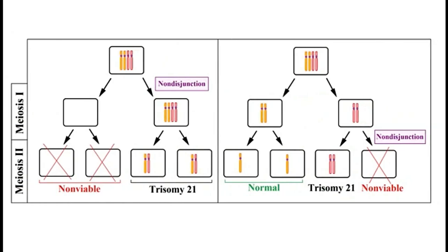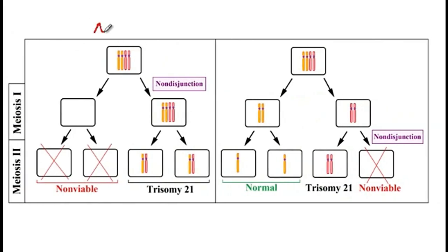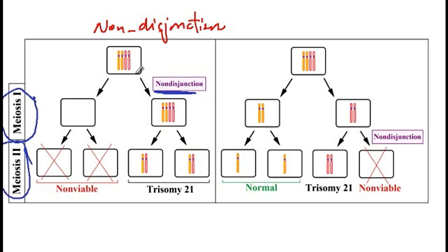So the first mechanism is non-disjunction of homologous chromosomes. During the formation of gametes, there are two phases, meiosis 1 and meiosis 2. And non-disjunction of homologous chromosomes can occur at either phase, either in meiosis 1, which is shown here, or meiosis 2, which is shown here. So normally, one pair of chromosomes should go to this cell and another pair to here. If there is non-disjunction during meiosis 1, all of them will come here, and then once they divide, both gametes will have trisomy 21.